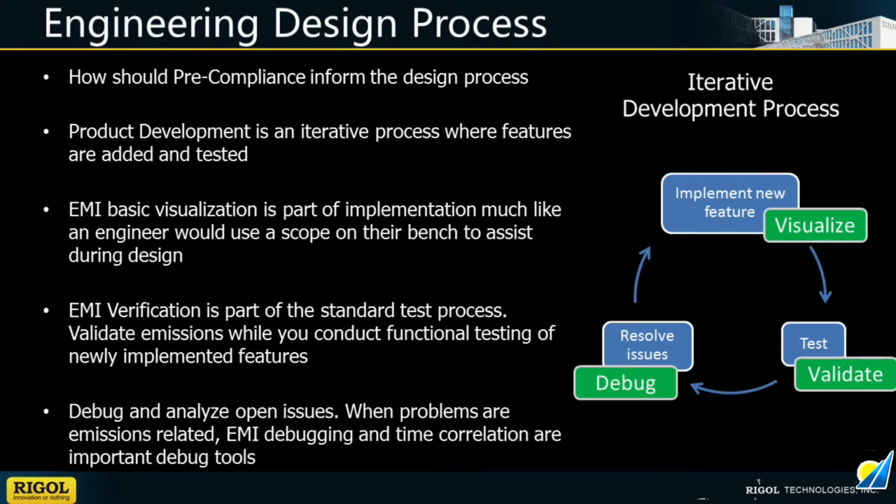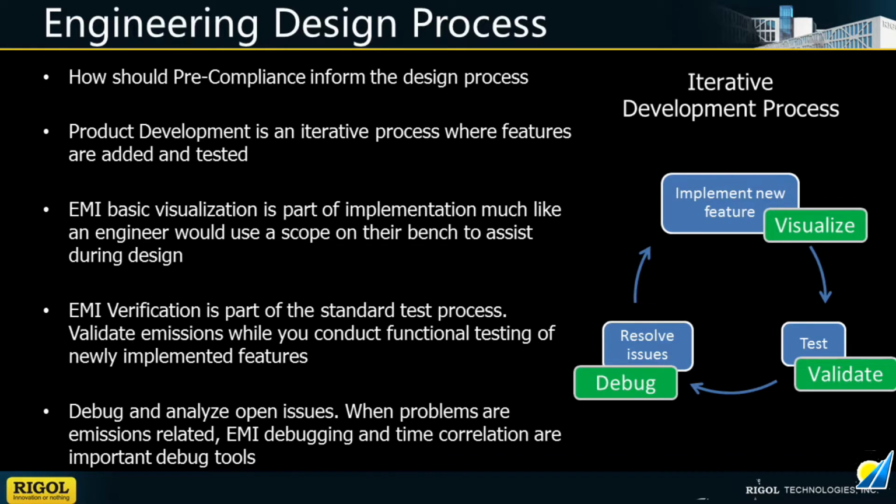And then as you work to resolve issues and find problems, you can go into a debug mode where you're using EMI pre-compliance measurements to debug issues like radiated and conducted emissions that might be causing you problems later in your design cycle as you move towards final compliance testing. There we'll use features like time correlation and other important real-time debugging tools to get the most out of your pre-compliance measurements. So now let's take a look at each step in this process and how we can use different setups and different tests to really maximize the value of pre-compliance in each phase of your development process.